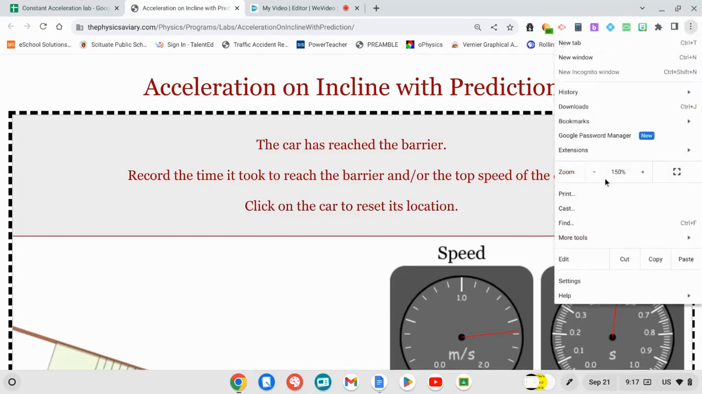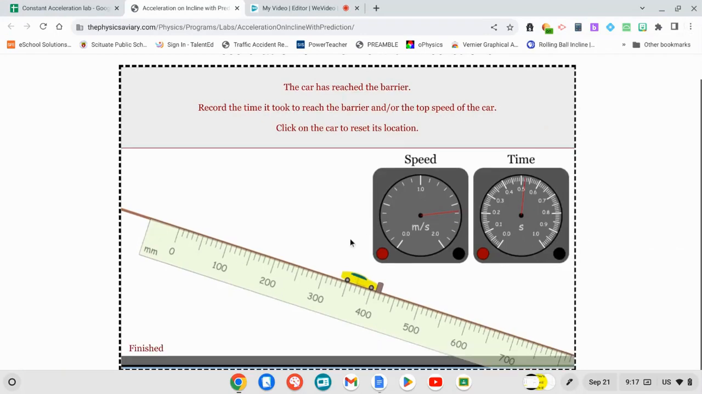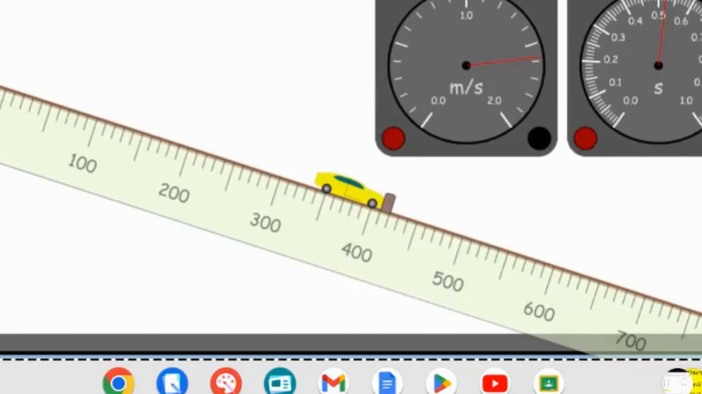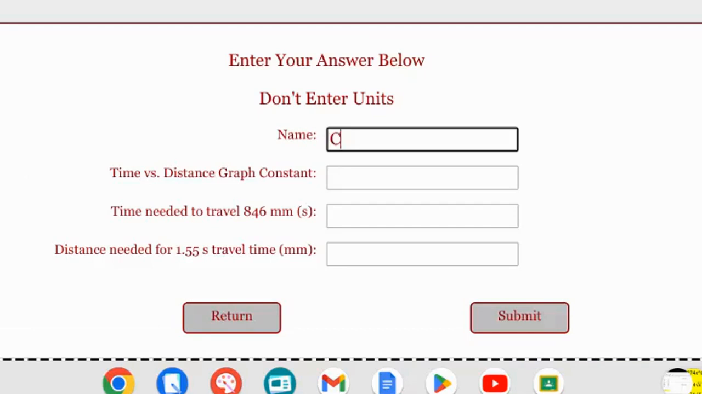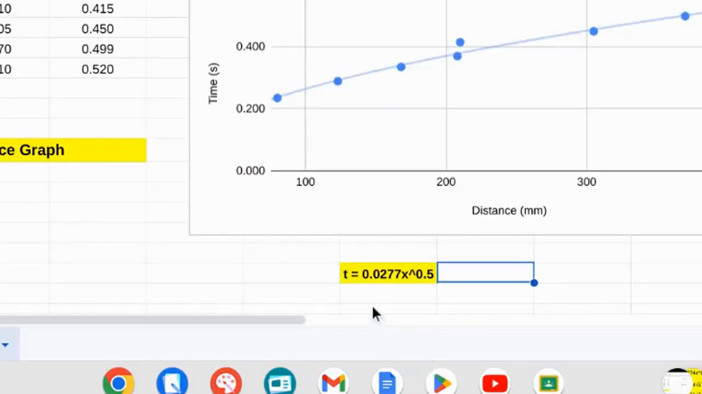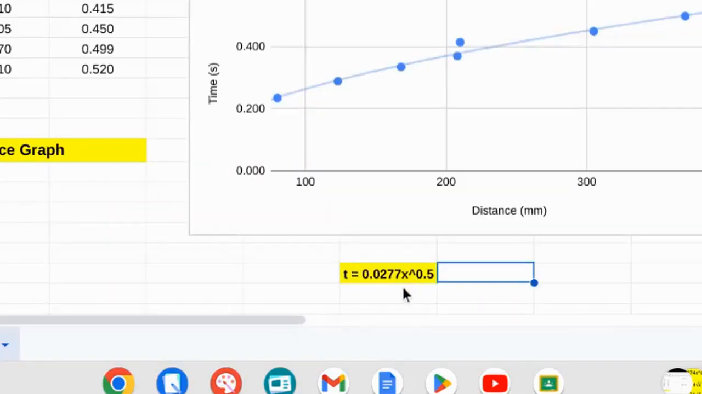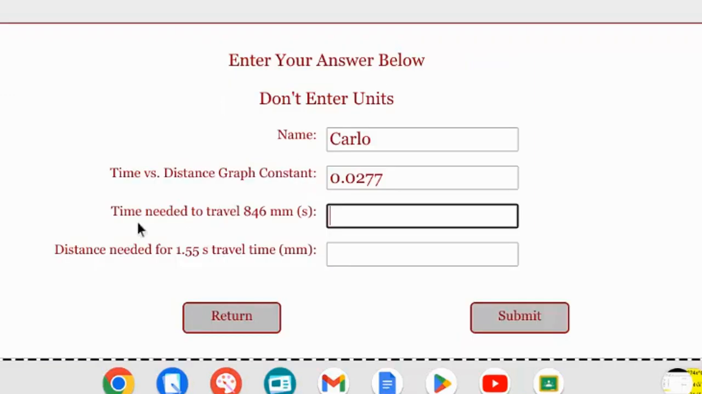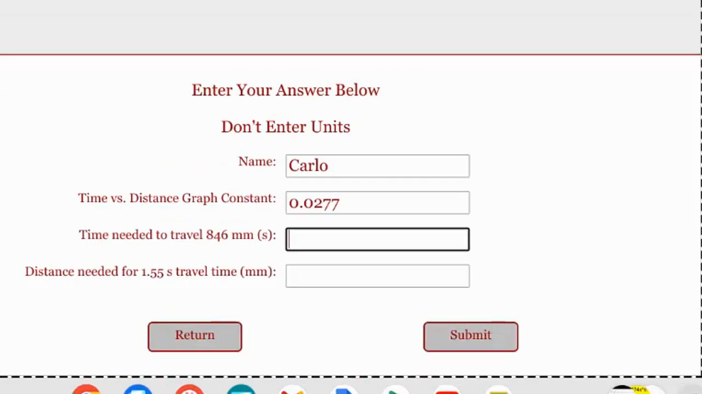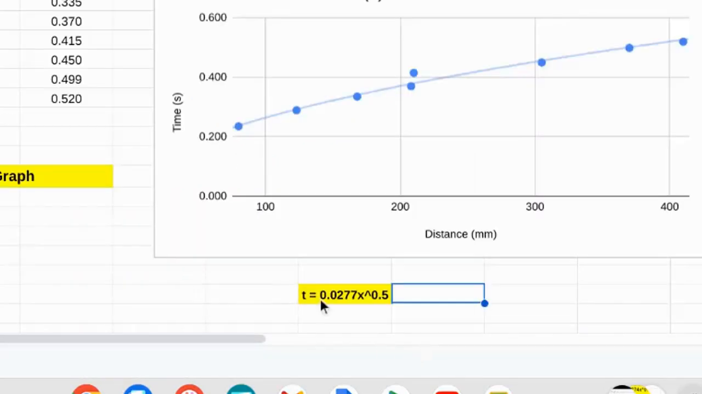Okay, so after I zoom back out to 100%, the bottom left corner of the sim, I hit finish. It's going to bring me to this screen right here. Enter your name, enter your graph constant, and then it wants you to calculate a couple of answers based on some information they give you. So in this case for me, they want to know the time to travel 846 millimeters, and then also the second one, it wants to know how far it would go in a certain amount of time.